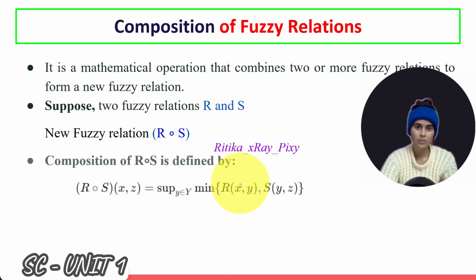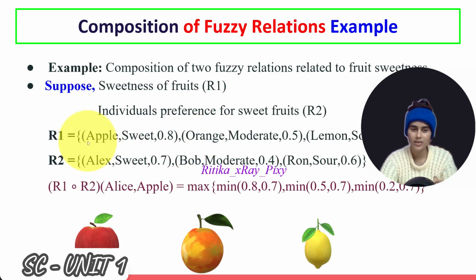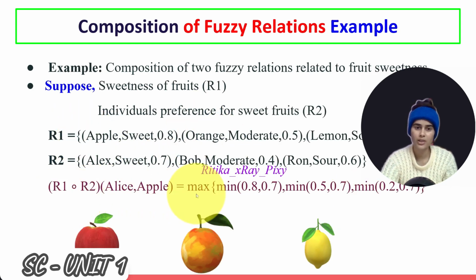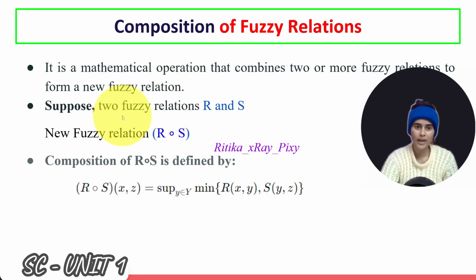Now we have the composition of fuzzy relations. Here we combine two relations to form a new relation. Suppose we have two fuzzy relations R and S. This is the new relation, R∘S. This relation describes how elements in the first set are related to the elements in the third set.